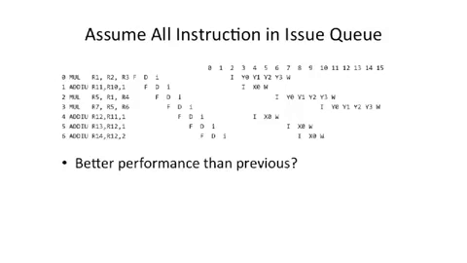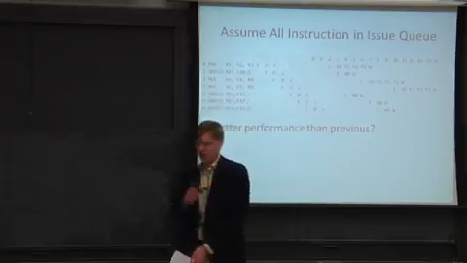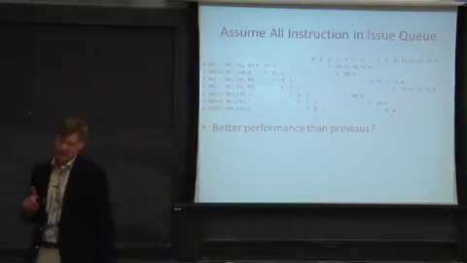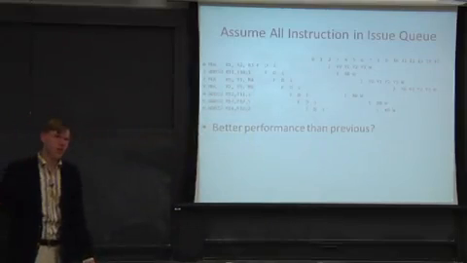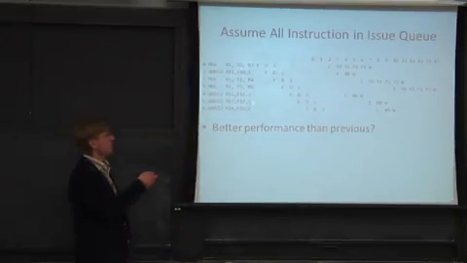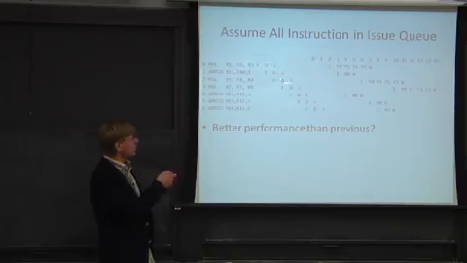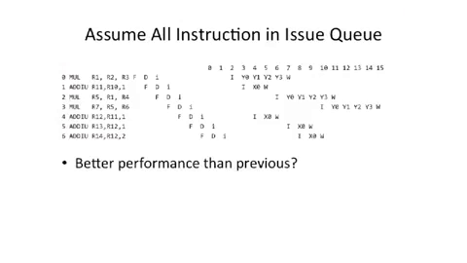Okay, here's an interesting case. Let's assume that all the instructions are preloaded into the issue queue. Showing this, we have fetch, decode, issue, issue, issue, and these instructions are just sitting in the issue queue. And then we start looking, what happens? Does the performance get better than the previous example?